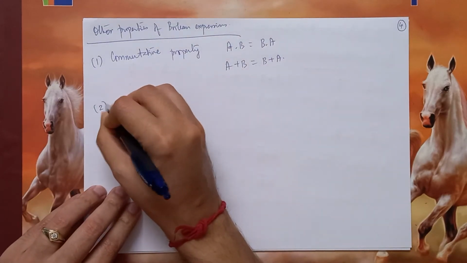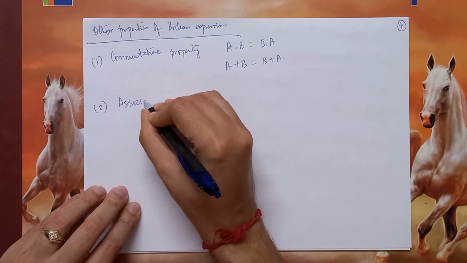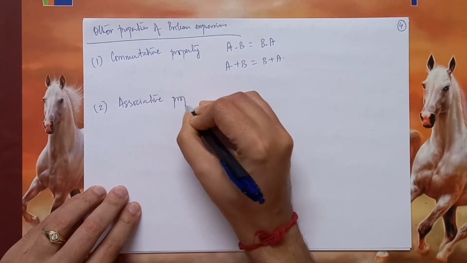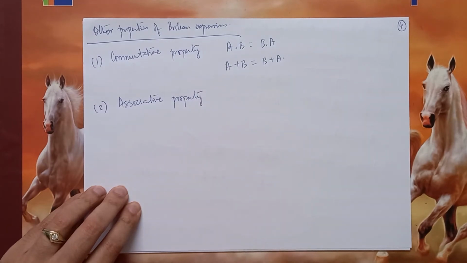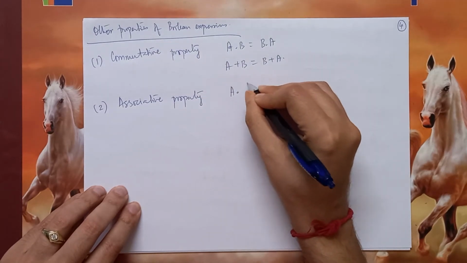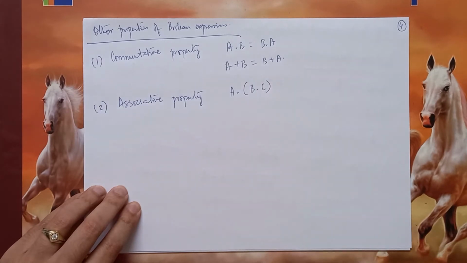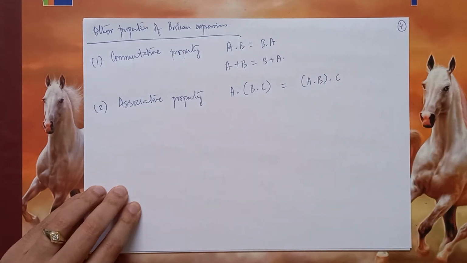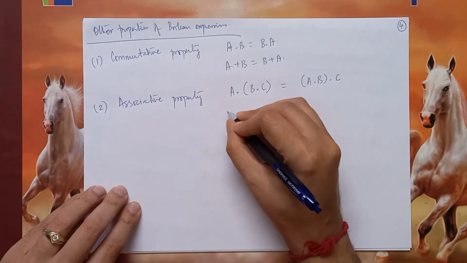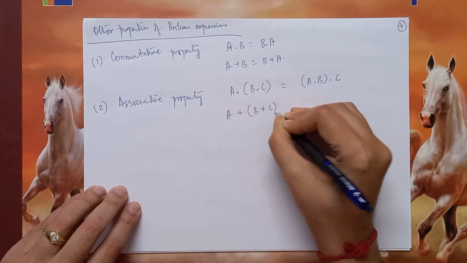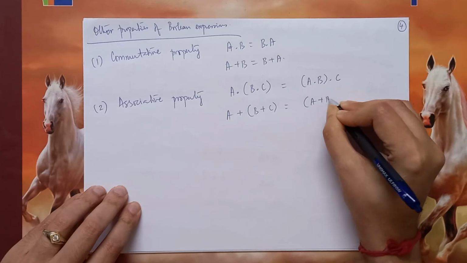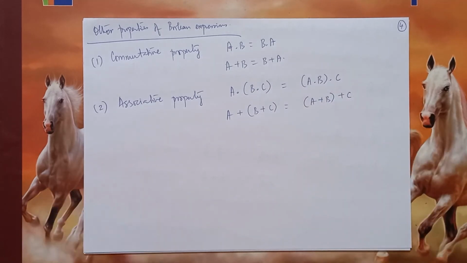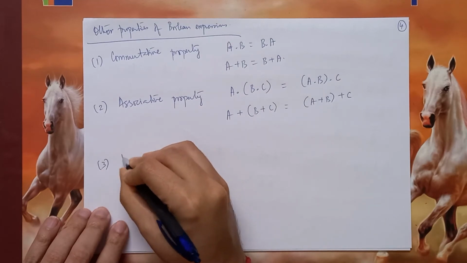The second is called the associative property. That is, A dot in bracket B dot C is equal to A dot B in the bracket dot C. Likewise, A plus bracket B plus C would be equal to A plus B in the bracket plus C outside. Third is the distributive property.